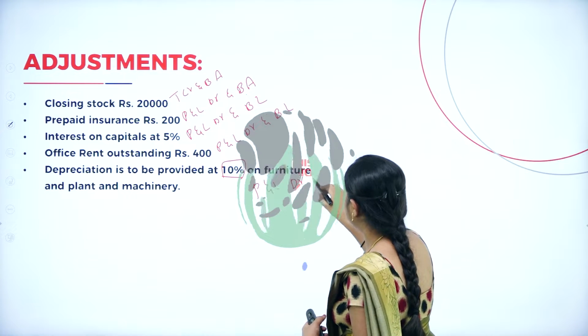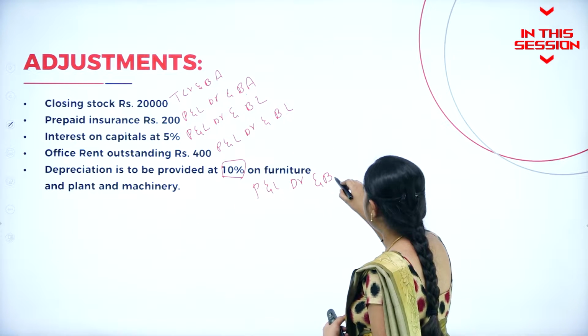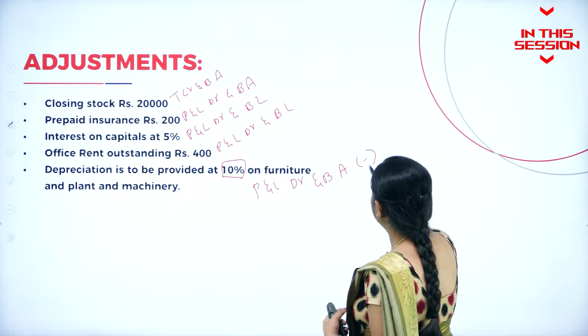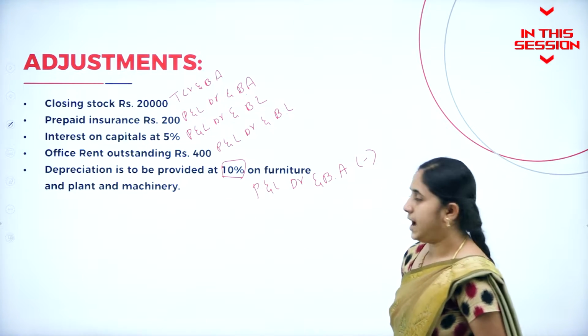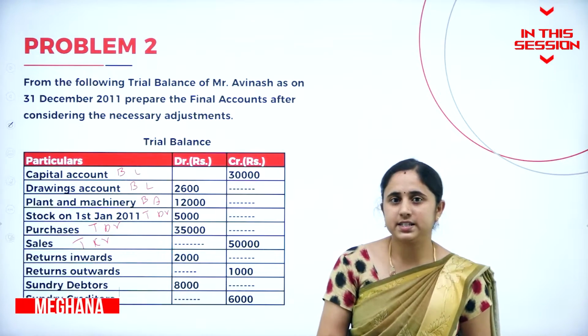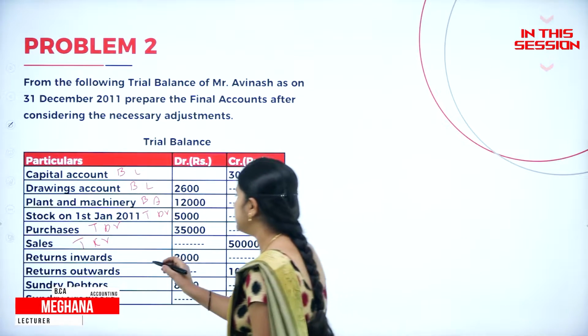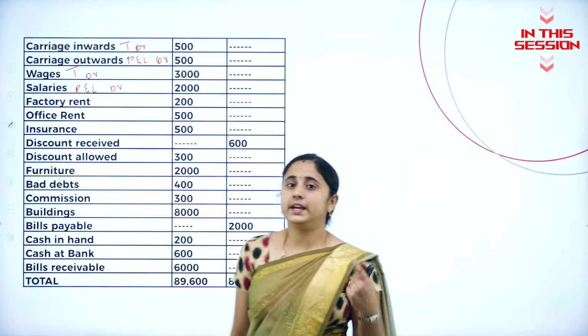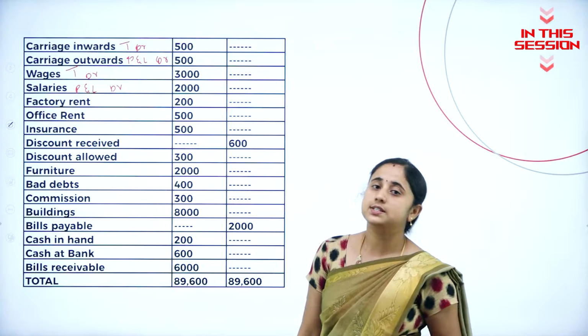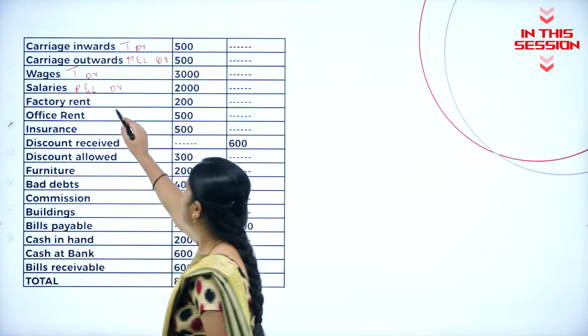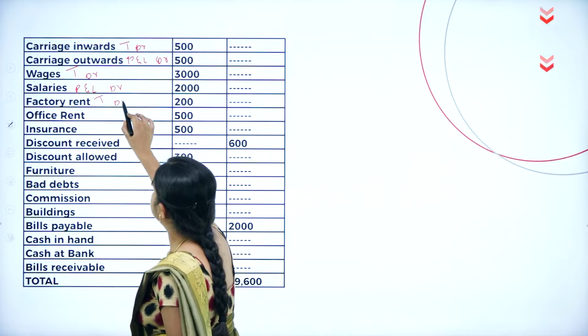Profit and loss account debit side, and again in balance sheet asset side you will deduct from furniture and plant and machinery. When you made a sale, then the return can come in, so that is sales return. Factory expenses comes in trading account, so trading account debit side.